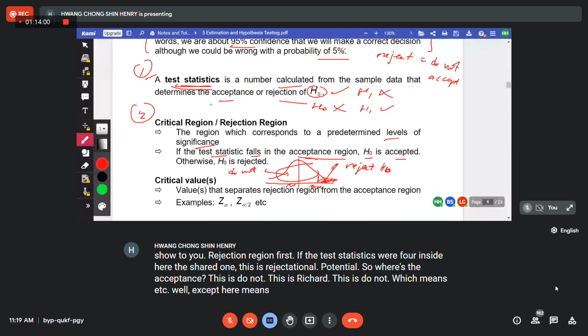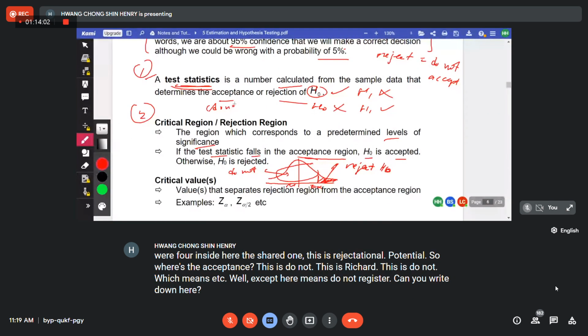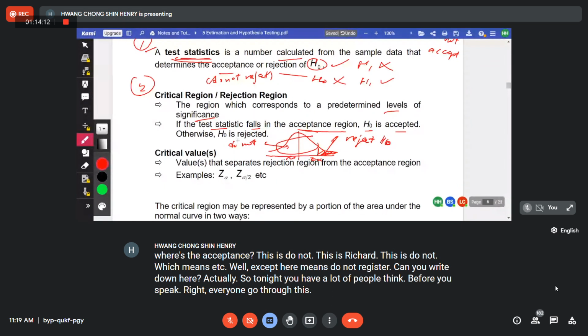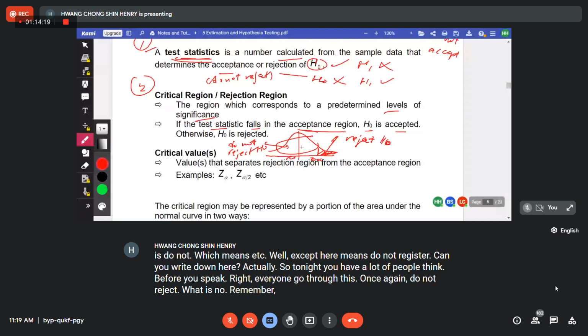Accept here means do not reject. Can I write down here? Accept means do not reject. Everyone follow. So tonight you have a lot of things to think about before you sleep, right? Everyone go through these notes again. Do not reject what? H0. Remember, our focus is only H0.